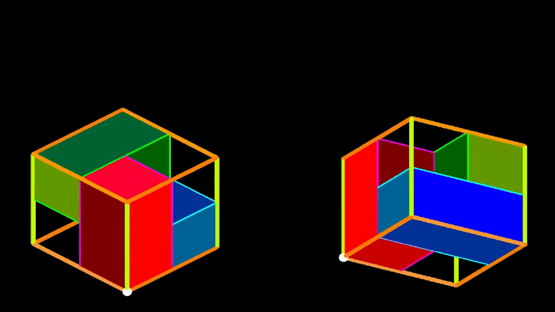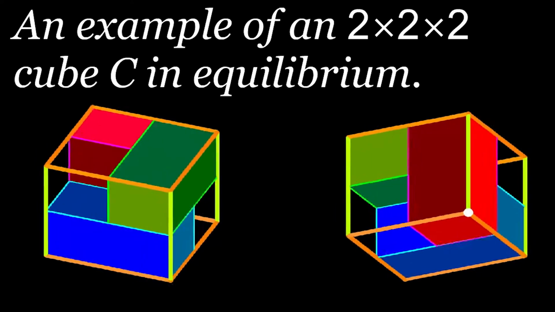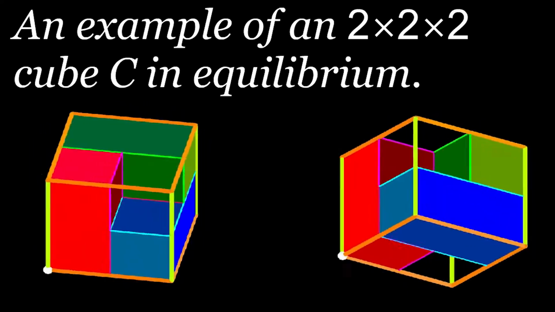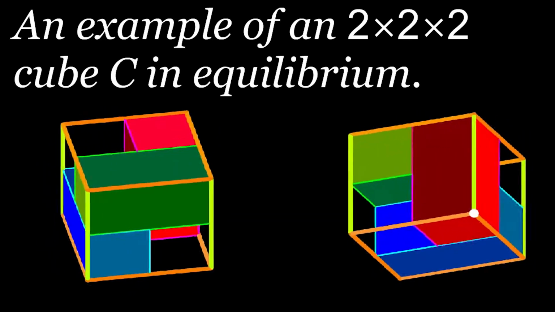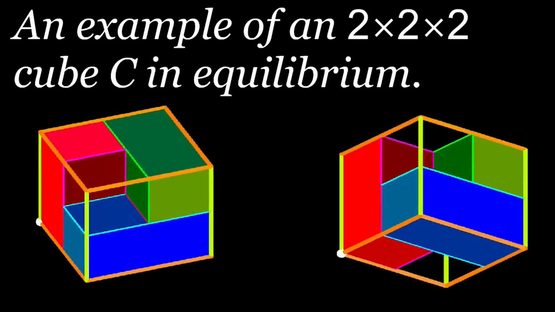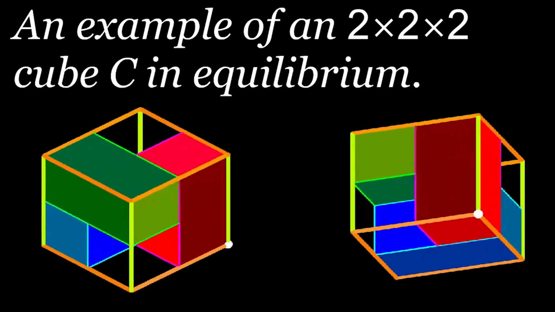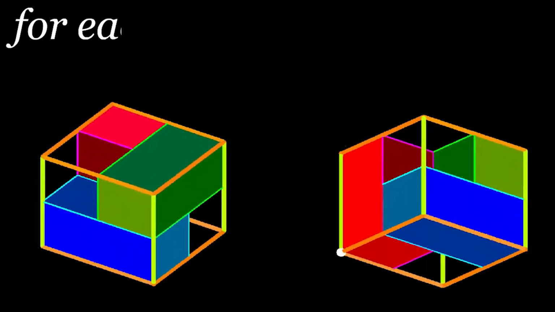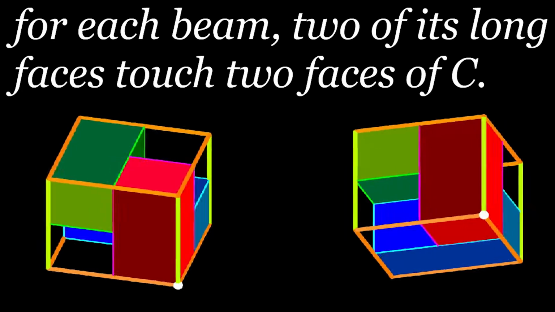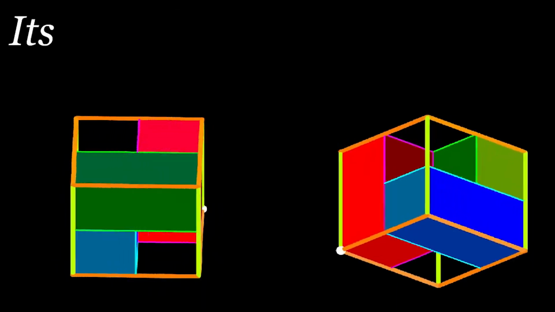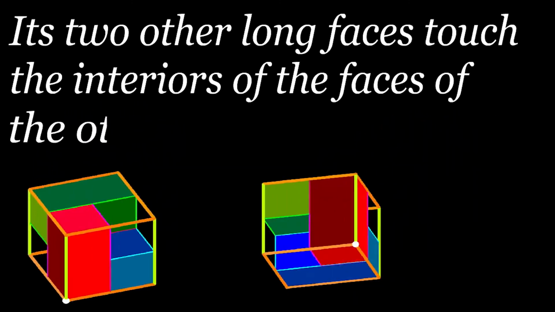For the most simple example, the following cube of side length 2, which is illustrated in 2 different perspective angles and where the white point denotes the origin, is in equilibrium. Indeed, this cube contains the green, blue, and red beams. For each beam, 2 of its long faces touch the faces of our cube, while its other 2 faces touch the interior of the faces of the other beams.